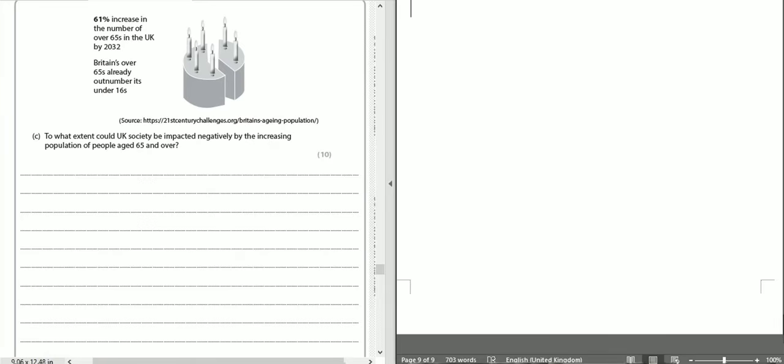There's a 61% increase in the number of over 65s in the UK by 2032. Britain's over 65s already outnumber its under 16s.